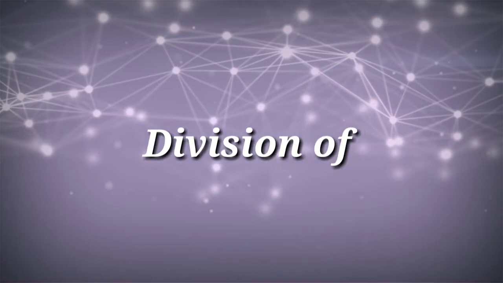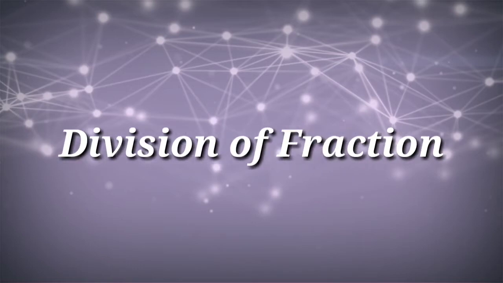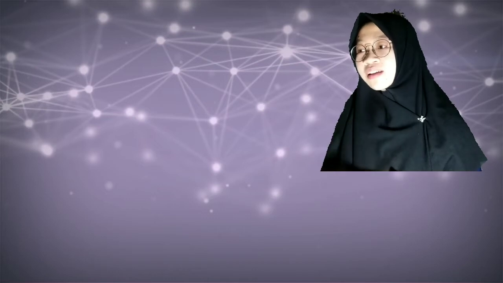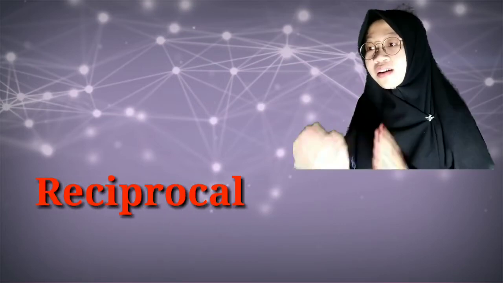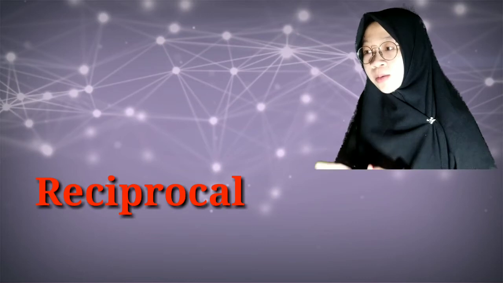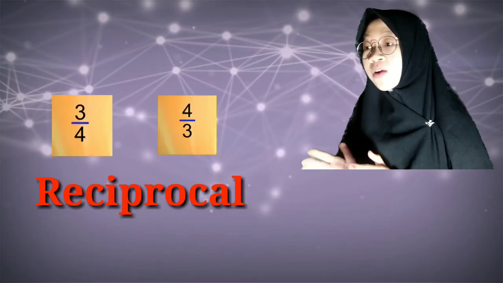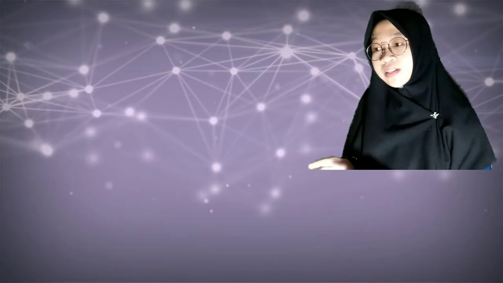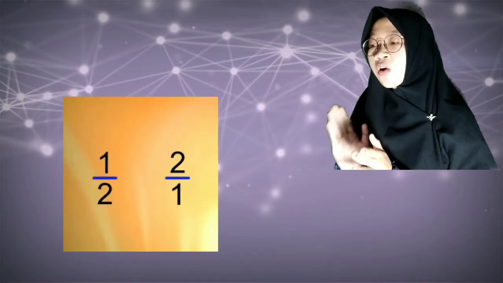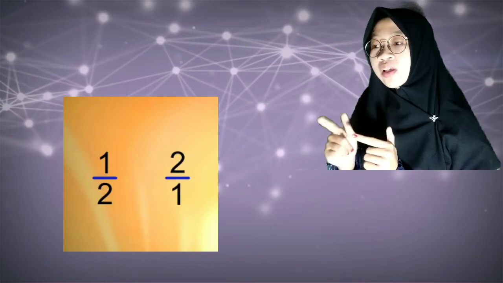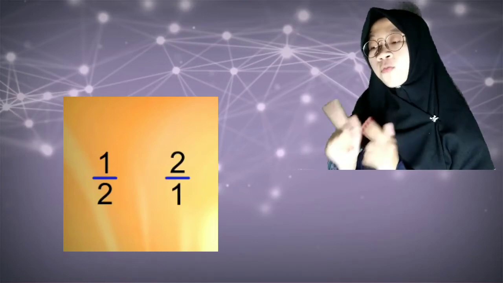The third, division of fractions. In order to understand how dividing fractions works, we first need to learn about something called reciprocals. A reciprocal is just a fancy term for what you get when you switch the top and bottom number of a fraction. For example, if you have the fraction 1/2 and then switch the top and bottom numbers, you will end up with 2/1.